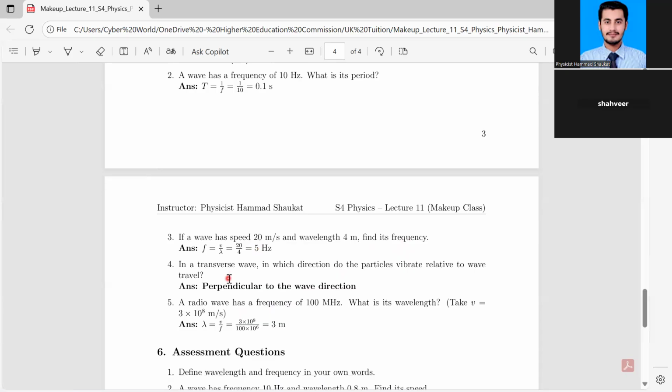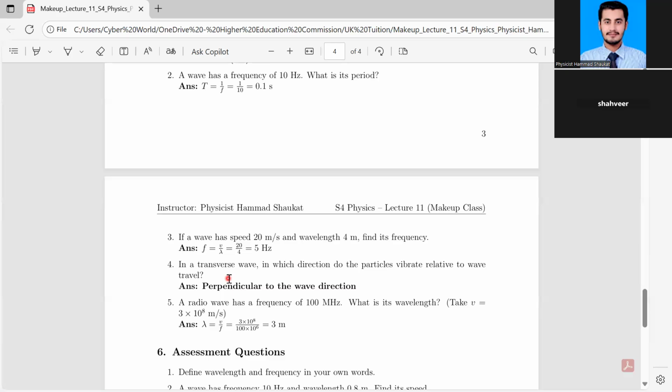Can you tell me, in a transverse wave, in which direction do the particles vibrate relative to the wave travel? Either perpendicular or parallel. In a transverse wave, particles vibrate perpendicular. Yes, you're right. And in the case of longitudinal waves, are the particles' vibrations perpendicular or parallel? Parallel. Yes, parallel.